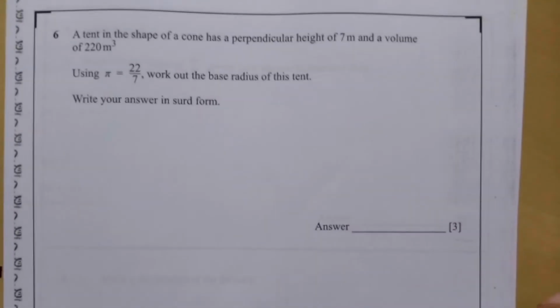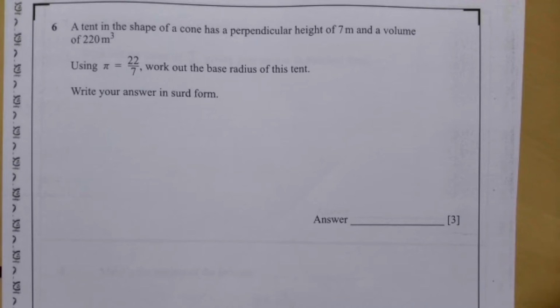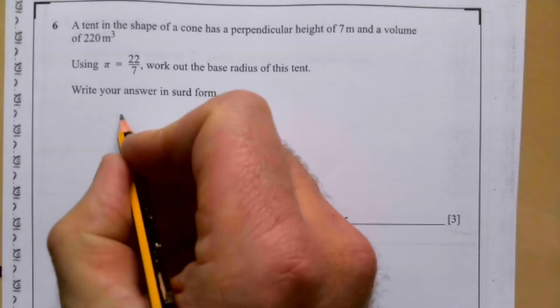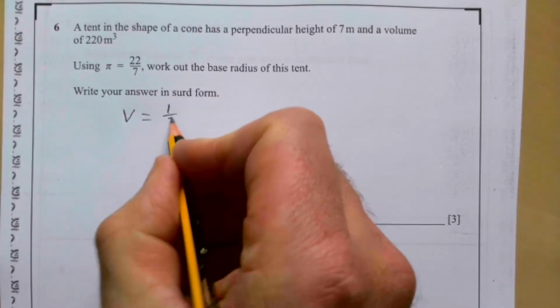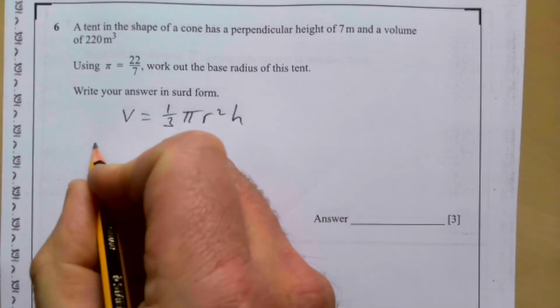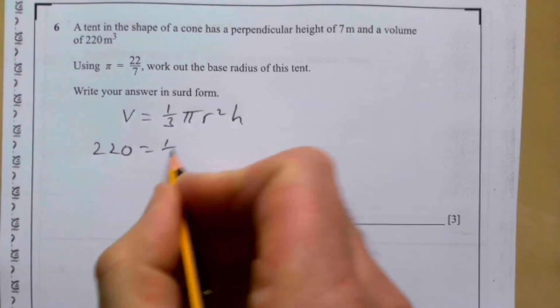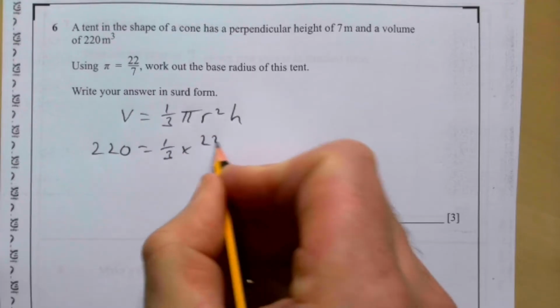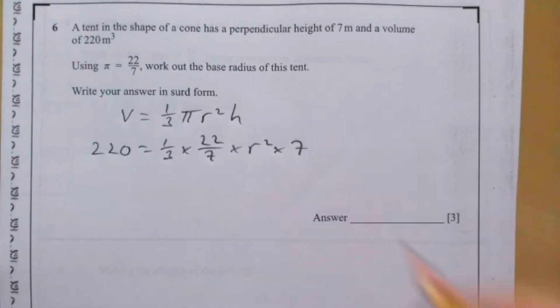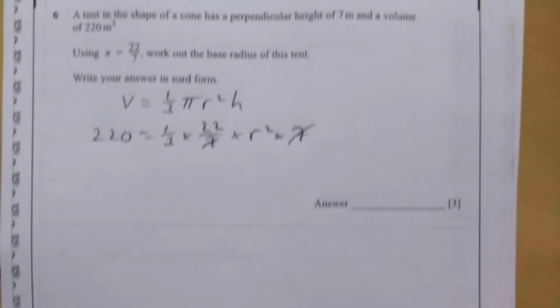A tent in the shape of a cone has a perpendicular height of 7 metres and a volume of 220 metres cubed. Using pi equals 22/7, work out the base radius of this tent. Write your answer in surd form. So our volume, if you look again at the formula sheet, is 1/3 pi r squared h. So that means we have 220 equals 1/3 times, they've told us to use 22/7, times r squared times 7. And we then can do a wee bit of cancelling. So that 7 cancels with that one.